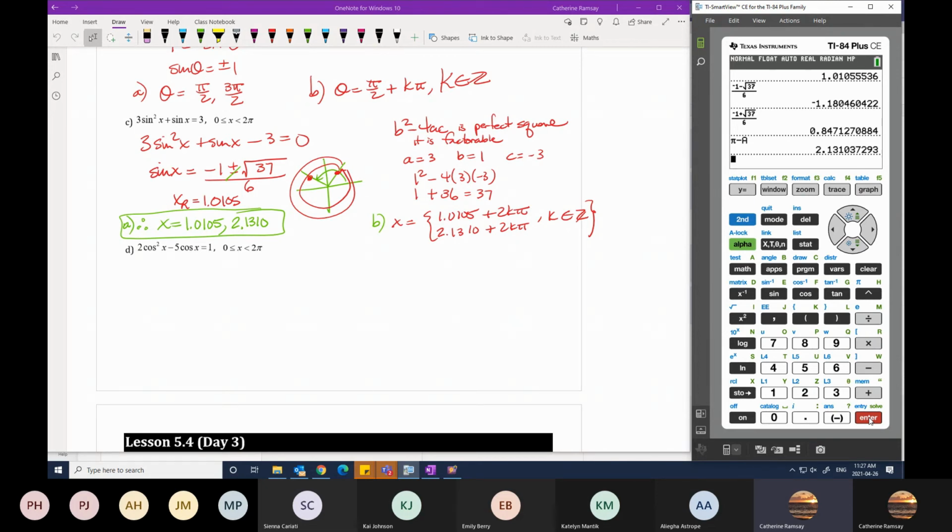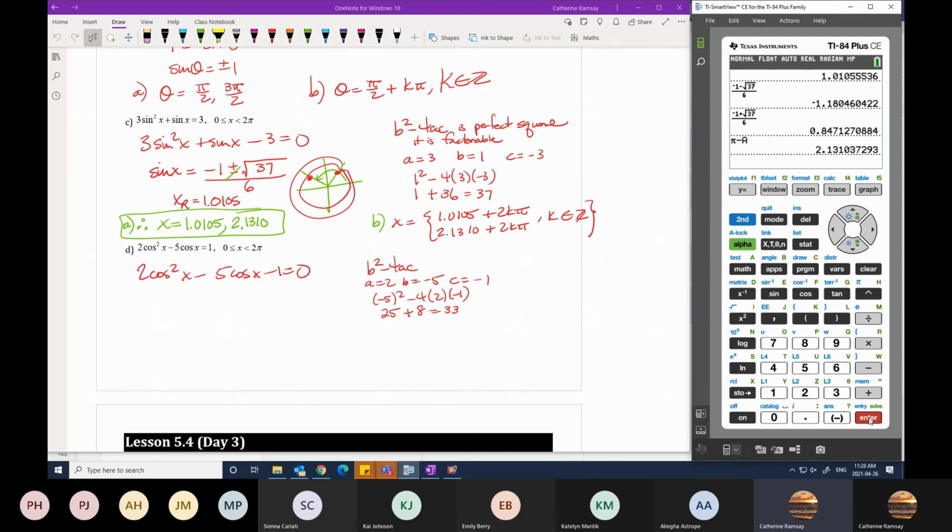Okay, next one. 2 cos squared x minus 5 cos x minus 1 equals 0. If we try to factor it, we can't. And again, if you try b squared minus 4ac, I get a equals 2, b equals minus 5, and c equals minus 1. So I get negative 5 squared minus 4 times 2 times negative 1. So 25 plus 8 gives me 33. Definitely not factorable. 33 is not a perfect square.